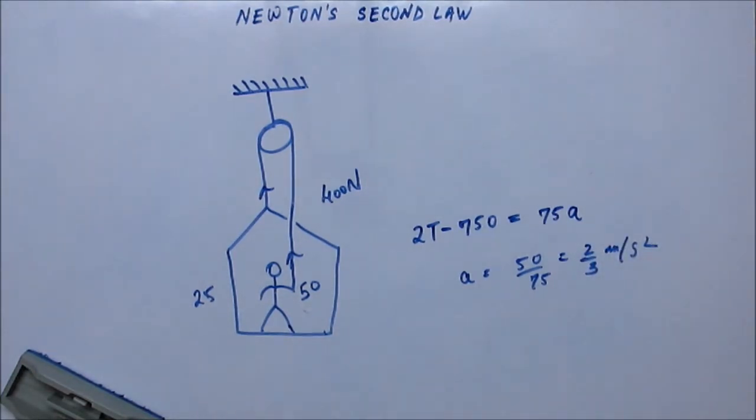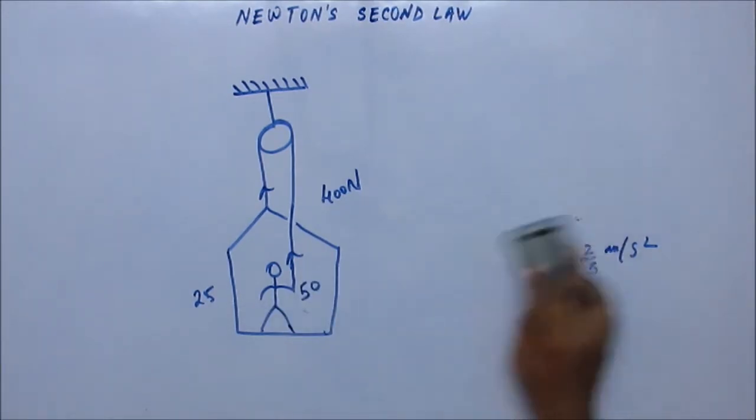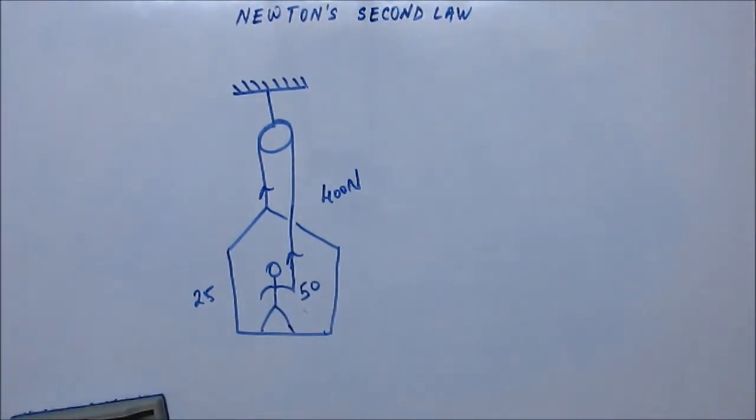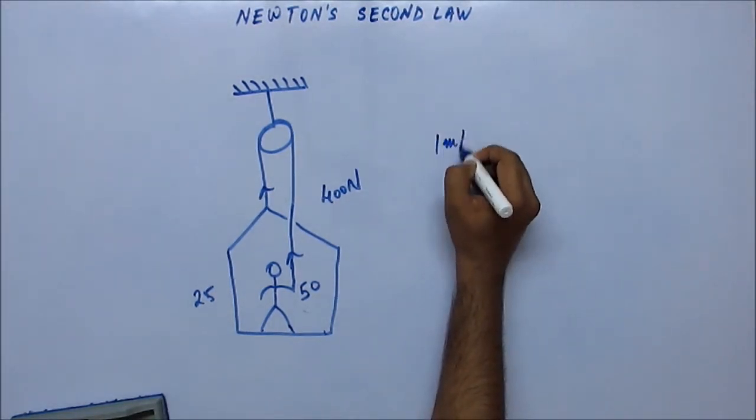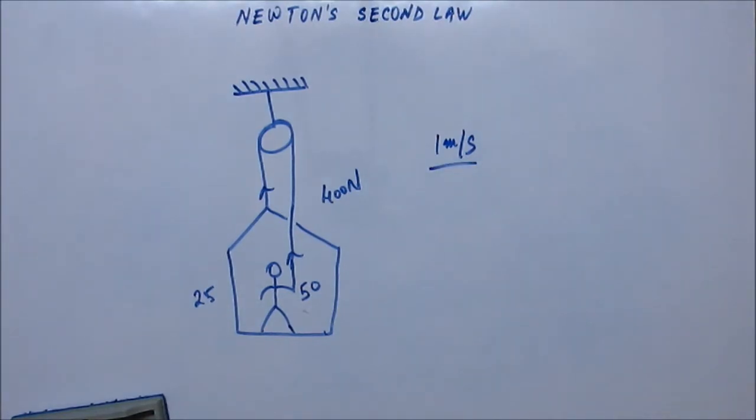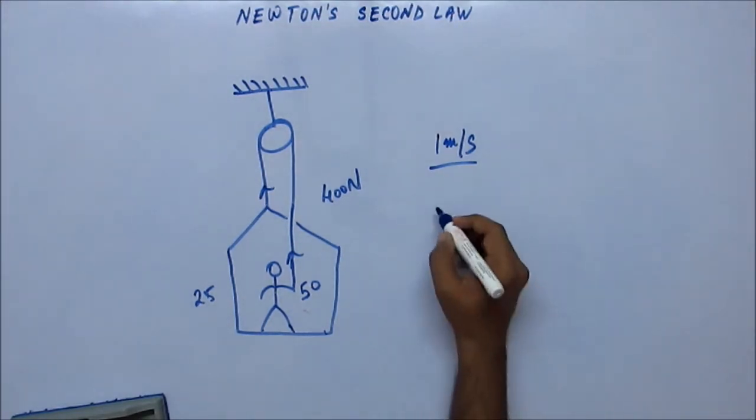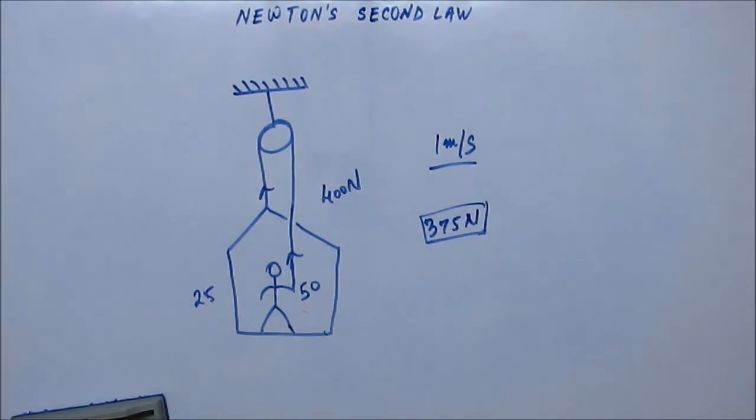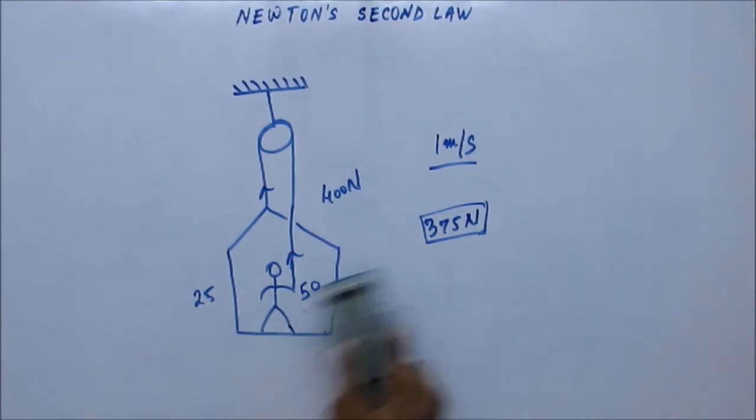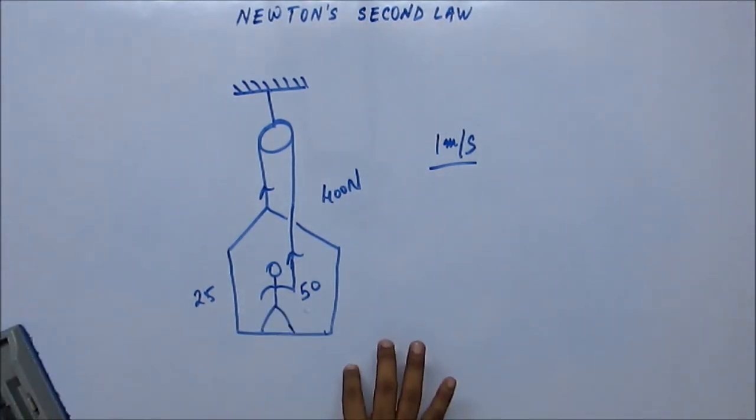Not a problem? Easy. Now suppose the question is, how much force will he have to apply if the system has to move with a constant velocity of 1 meter per second? Interesting. 1 meter per second. The answer would be 375 Newton. If you have got it right, you are doing very good, and you may skip the discussion for this. 375 Newton will be applied.